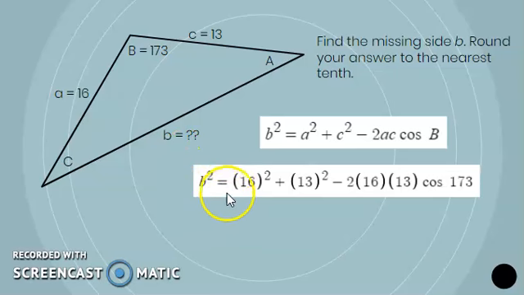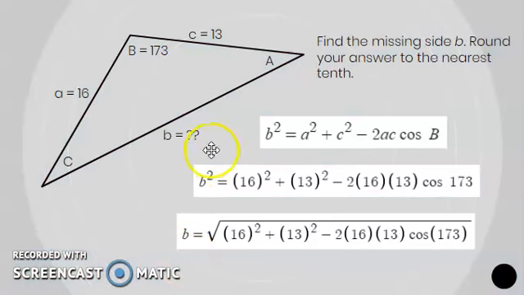Now, to be able to find b, we need to find b on its own and not b squared, which means that we have to take the square root of both sides, because we're trying to find b, not b squared. So b, the value that we're trying to find, equals the square root of 16 squared plus 13 squared minus 2 times 16 times 13 times the cosine of 173. Now we're going to input this value into a calculator to be able to find this value of b.